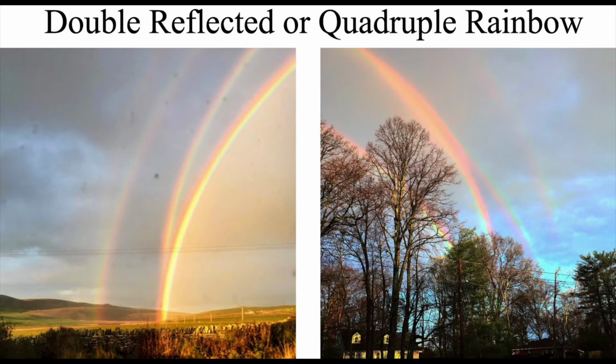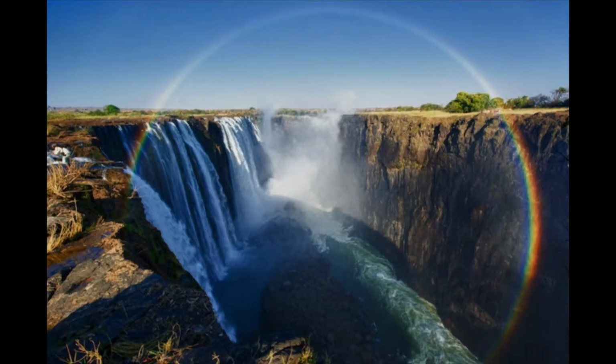Quadruple rainbows do exist under rare conditions. They come from two different light sources, the sun and a large reflective surface, such as a lake. All rainbows are round, but most intersect the ground from our point of view.